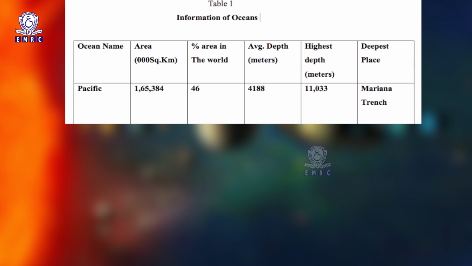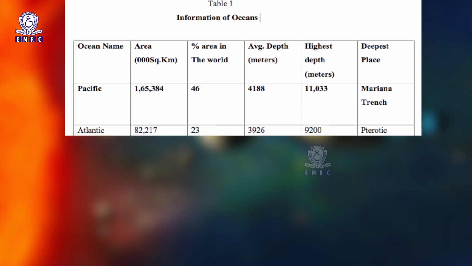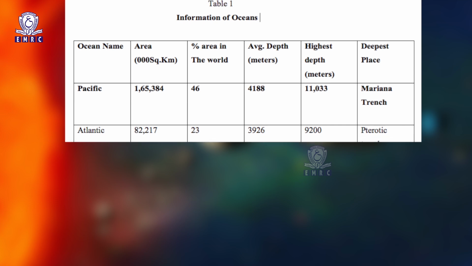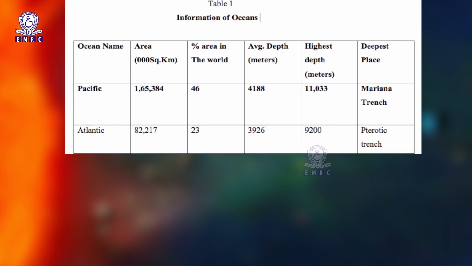The following table provides the information about the major oceans on the earth. Table 1 provides the information of the oceans. The Pacific Ocean is the largest ocean on the earth's surface. It covers 46% of the world ocean area. The average depth of the Pacific Ocean is 4188 meters. The highest depth is 11,033 meters, and the deepest trench is the Marianas Trench.